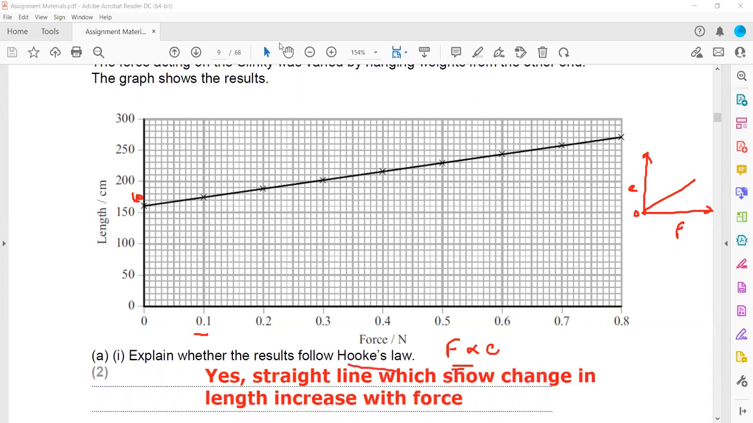But what if it was a curve? Like the same graph between length and force, but it was a curve. In that case, we will not say that it obeys Hooke's law. Why? Because when we are increasing the force, the change in length is not the same for every increase in the force.